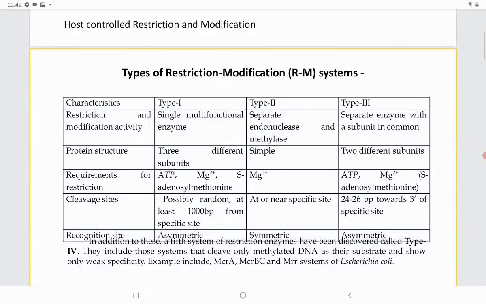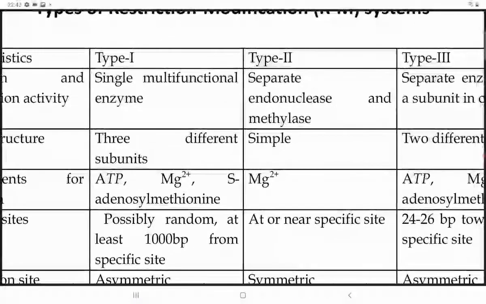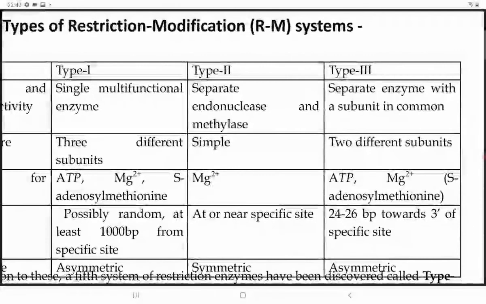Type 2 has separate endonuclease and methylase activity, but type 1 and type 3 are multifunctional. Type 1 is a single multifunctional enzyme, and type 3 in fact has two subunits associated together by another subunit of protein, but the whole enzyme is multifunctional, that is, it has the restriction as well as the modification or methylase activity together. But in type 2, these two activities, endonuclease and methylase, are separate enzymes, they are not the same.